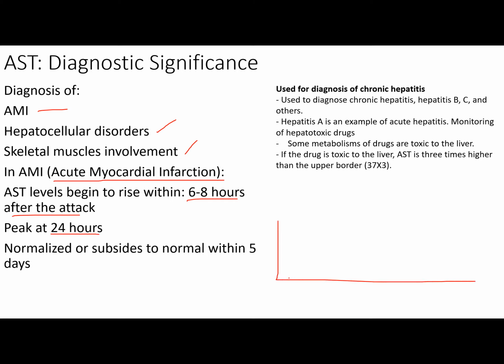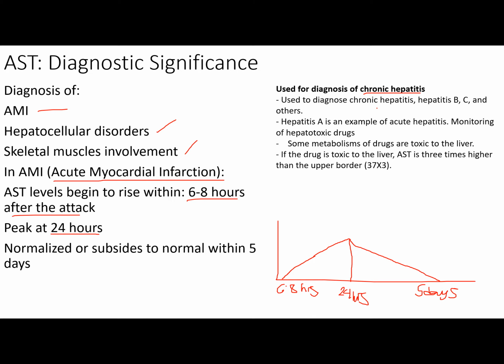So if you try to put this in a graph, it rises within 6 to 8 hours, and it peaks, class, at 24 hours, and it returns to normal within 5 days. So let me repeat. It rises within 6 to 8 hours, peaks at 24 hours, and returns to normal or subsides within 5 days. Now, this is used for the diagnosis of chronic hepatitis.